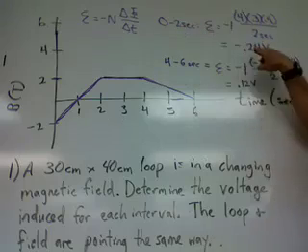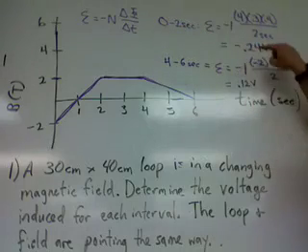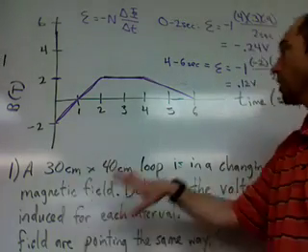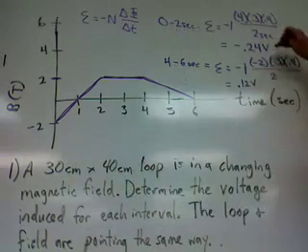From 0 to 2, it's negative 0.24. Now remember that positive negative means that if you had current flowing in your loop, so if I gave you a resistance, that the current would be flowing in opposite directions for each of those two things. So there you go.